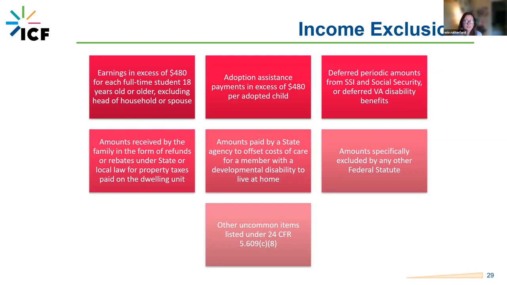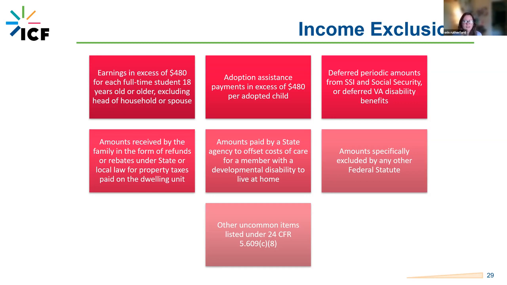You also must exclude adoption assistance payments that are in excess of $480 per adopted child, as well as any deferred periodic amounts from SSI and Social Security or VA disability benefits, and periodic is the key word there. Also excluded are amounts that are received by the family in the form of refunds or rebates under state or local law for property taxes that are paid on the unit they dwell in.